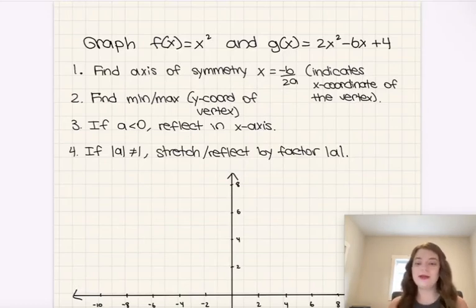Hello everyone, welcome back. Today we are going to be graphing f of x equals x squared, so just the parent quadratic, and also g of x equals 2x squared minus 6x plus 4 as well.